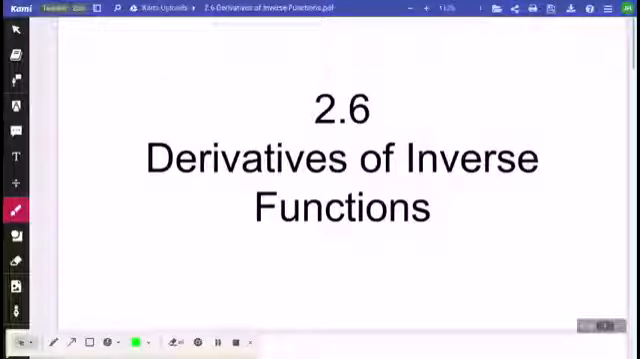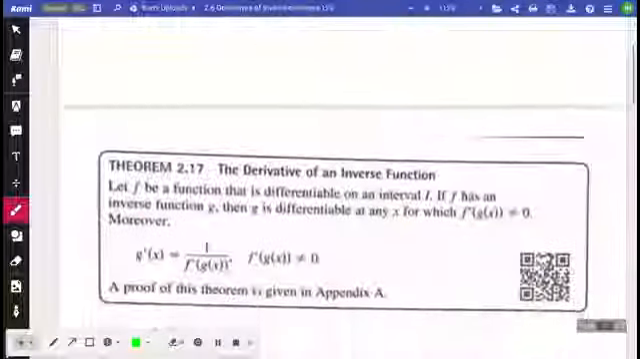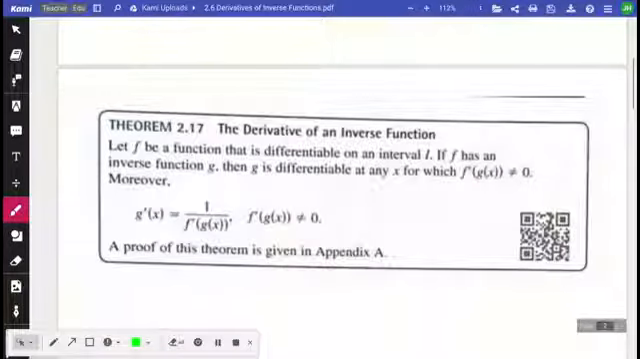Okay, so we're doing section 6 of chapter 2. It is called derivatives of inverse functions. So first off, the derivative of an inverse function: if you know the inverse function, you can just take the derivative of it, but sometimes you don't know all the information, and so this method can save you some trouble.